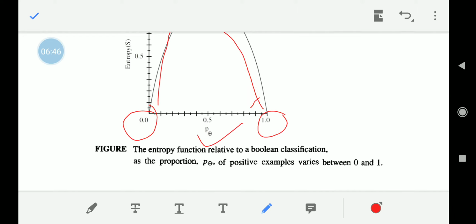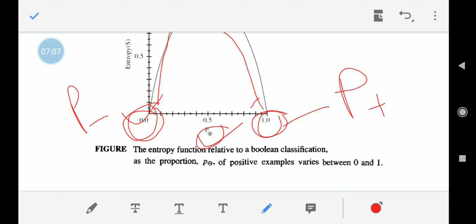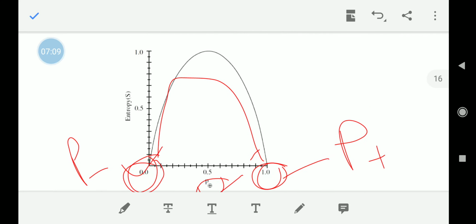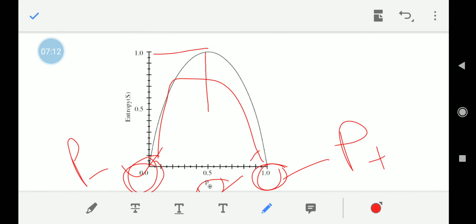Gaussian curve. Entropy will be 0 when all the training examples belong to only one class, the same class. Here also all examples belong to negative, P minus. When P plus is 0, all belong to negative. When entropy is 0 here, all belong to P plus. Entropy is 1 when half are negative and half are positive.